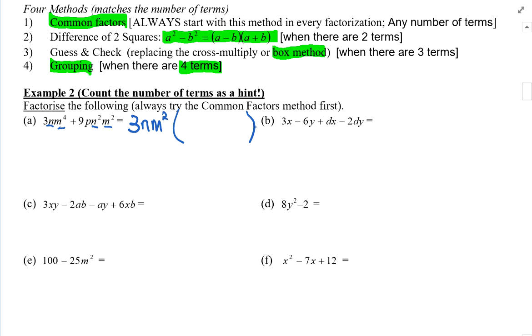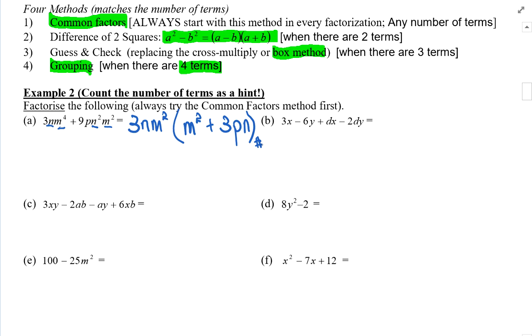For the first term, 3 has been taken out. n has been taken out. m squared is taken out, but they're still left with 2 more, so it's left with m squared. Whereas for the second term, 3 is taken out from 9, so it's still left with 3. There's a p left behind, and there is an n left behind as well. And this will be your final answer.